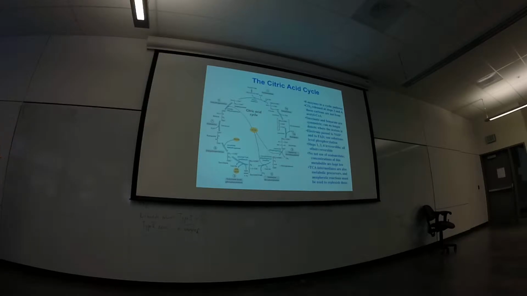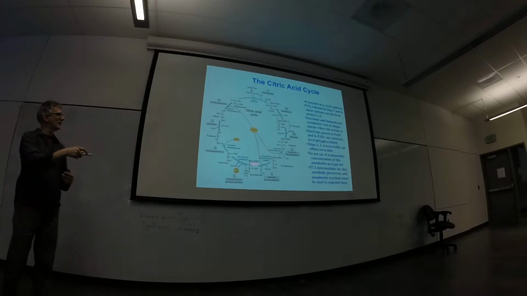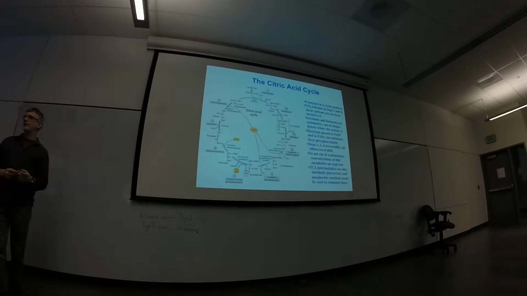And that's very adaptive for the cell, to have a central place to feed things into. If the cell is breaking down amino acids, using them for energy, then it's going to find a way to feed them into this cycle. And once they're in this cycle, then they're going to generate the relevant reduced cofactors.